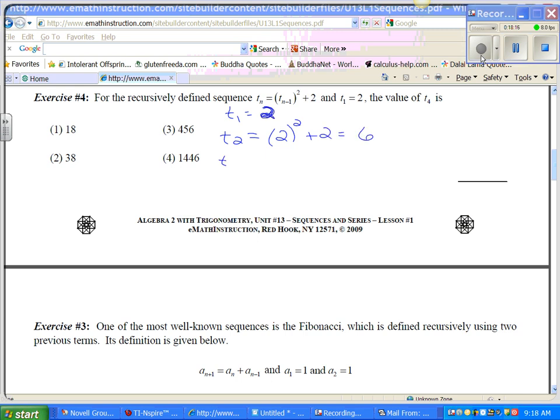T sub 3, previous term squared. What's previous term? 6. Okay? T sub 4, what's the previous term? 38. Are you getting it? Better? You should have gotten 1,446. Okay? All right.